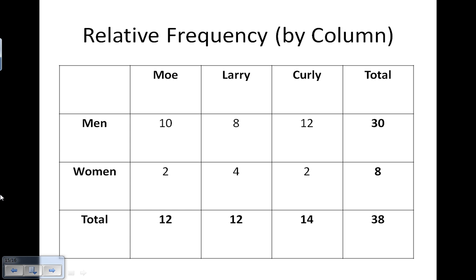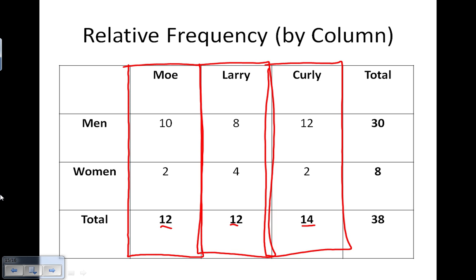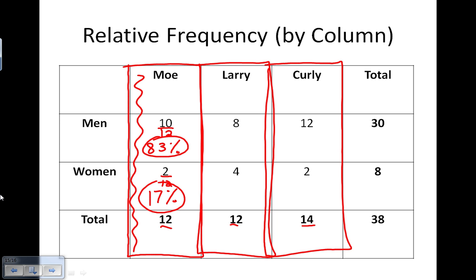The last thing that we can compare is the relative frequency by column. Remember, columns mean down. So we can evaluate how people voted for Moe, how they voted for Larry, and how they voted for Curly. Once again, we're going to take our totals, and we're going to create our ratios. So this is 10 over 12 and 2 over 12. If we find those percentages in our fractions, this is roughly 83%, and this is roughly 17%. What this tells us is that for everyone who voted for Moe, because we're still in this column right here, 83% of those who voted for Moe were men. 17% of those who voted for Moe were women.